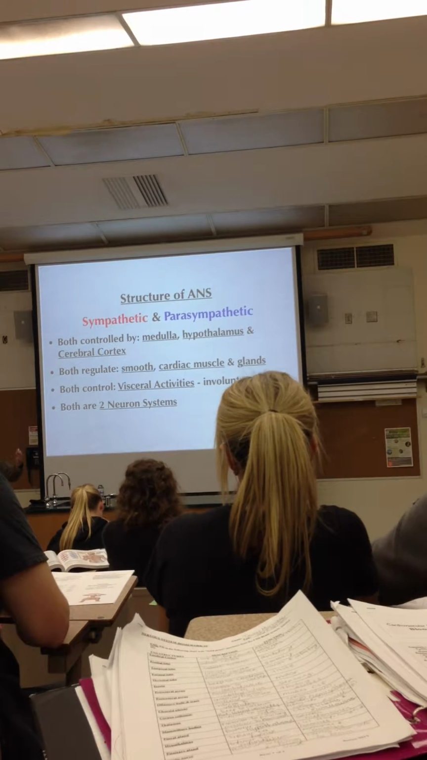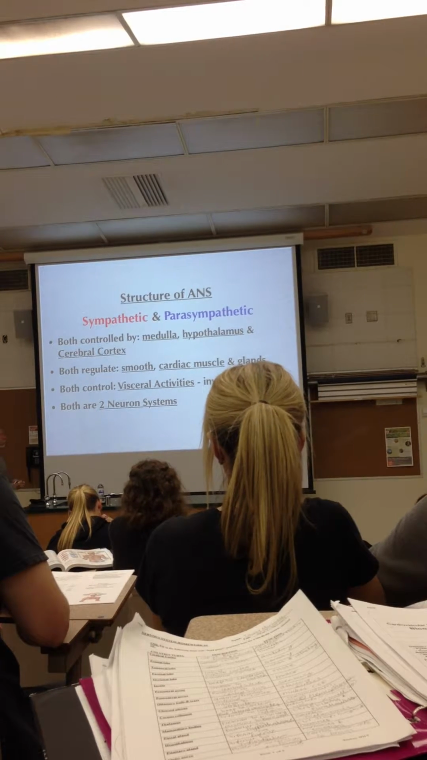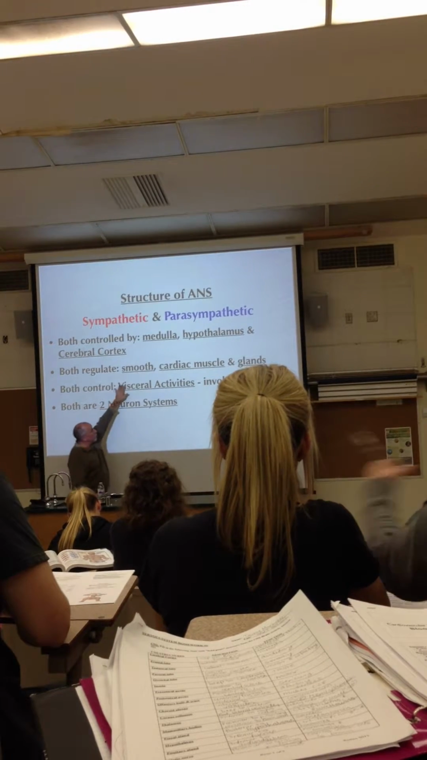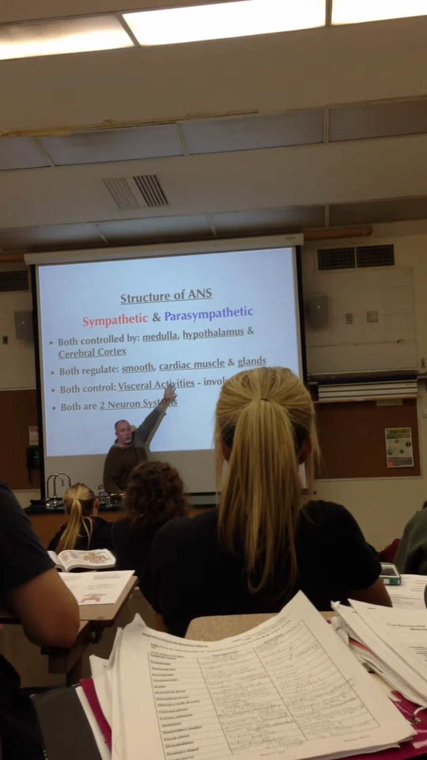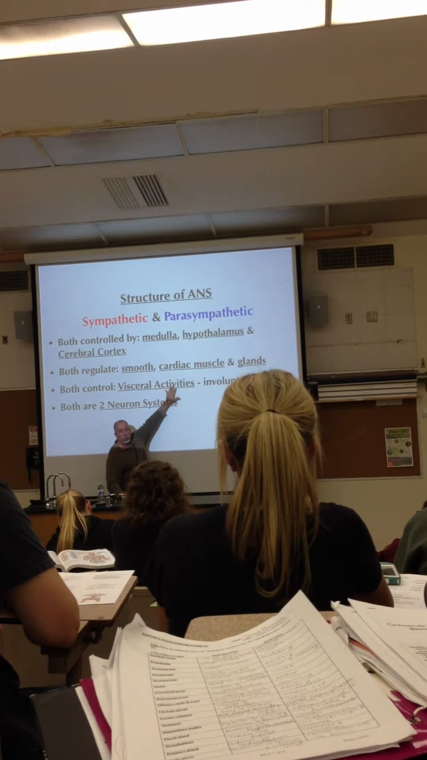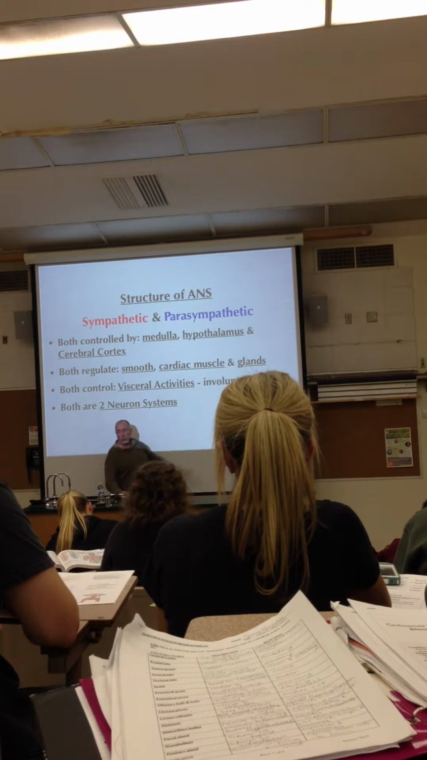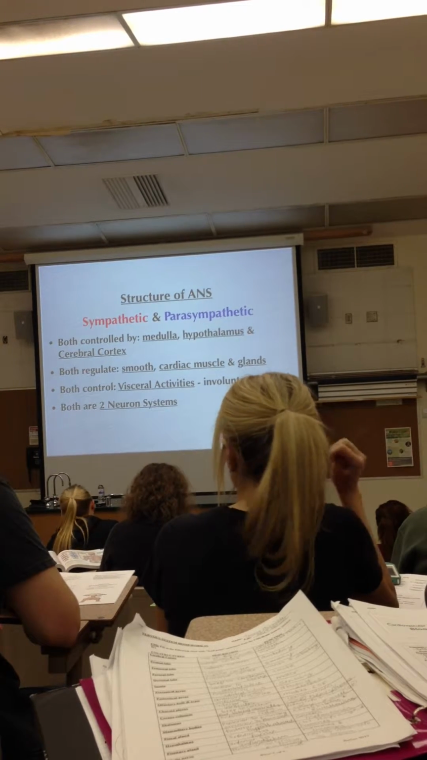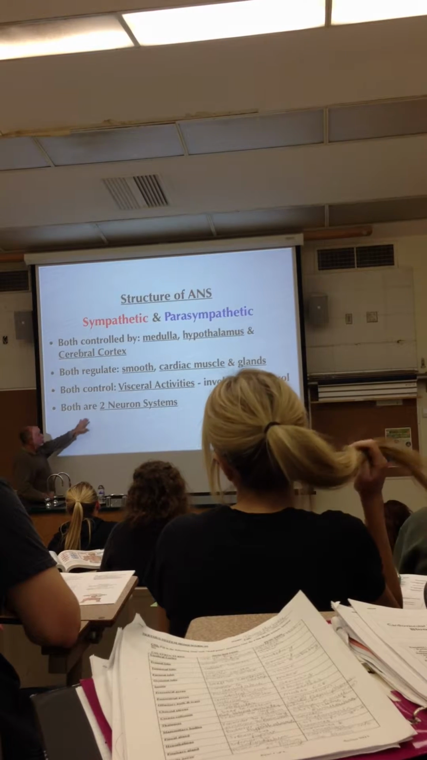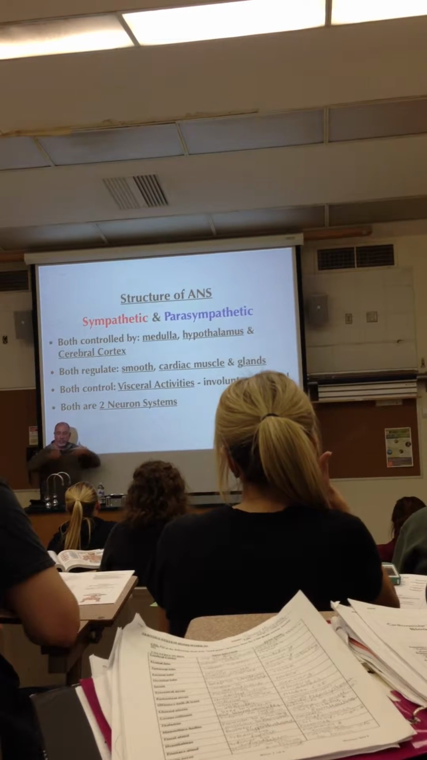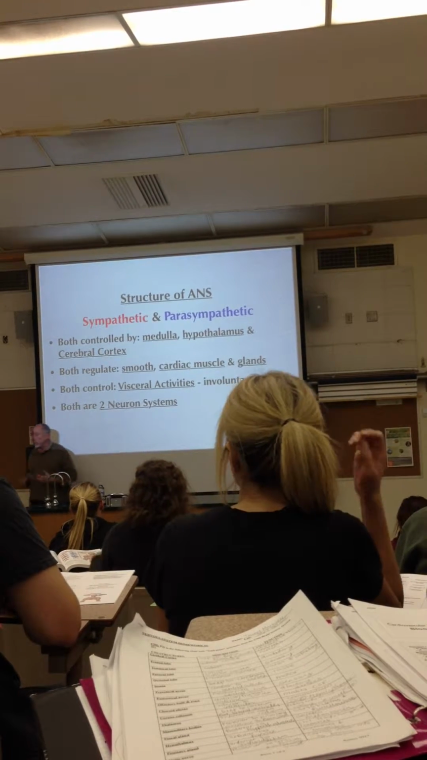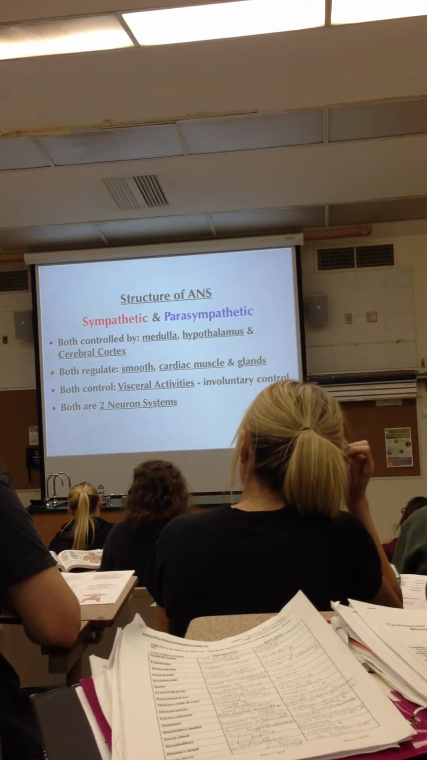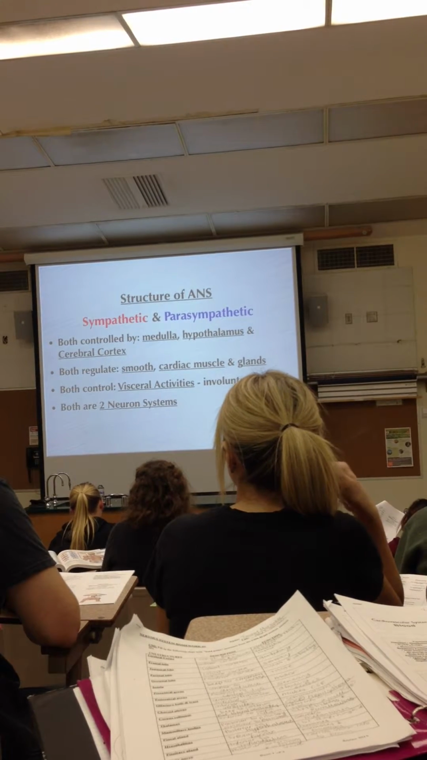Again, both of these are efferent, and so their effectors are going to be smooth and cardiac muscle and glands. Notice there's no somatic muscle here. Okay, there's no skeletal muscle here. Okay, that's not affected by the autonomic nervous system. Both are controlling visceral activities, things inside your organs, your heart rate, your respiratory rate, these type of things.